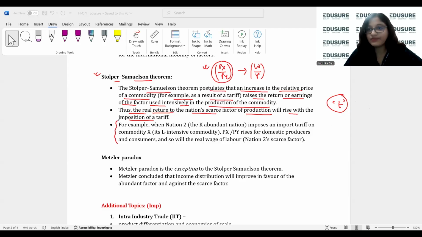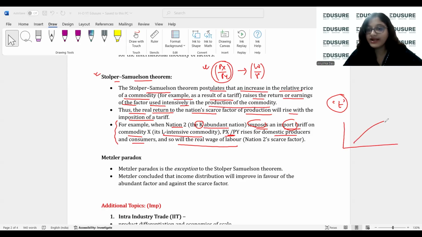Here I have given you an example to illustrate that. Nation 2 is a capital abundant country that imposes an import tariff on commodity X, which is labor intensive. So what will happen? PX will rise for the domestic consumers, meaning the consumers of nation 2. So the ratio PX by PY will also rise for domestic producers and consumers, and the real wage of labor will also rise.